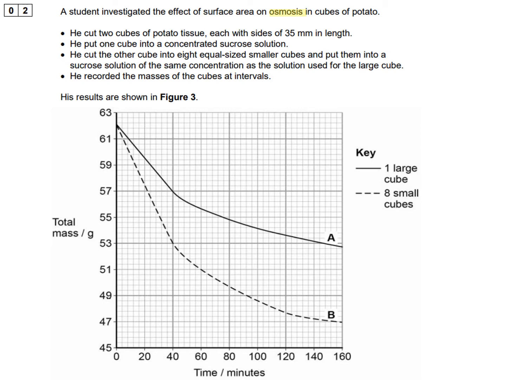The scientist has then cut two cubes of potato tissue, and both cubes initially had sides of 35 millimeters in length. So if we have a cube and we know the length of one side, we can work out two things. We can work out the surface area, and of course there's six sides to a cube. And we can also work out the volume, which is the width times the length times the depth. So we're going to start to think about surface area to volume ratio here.